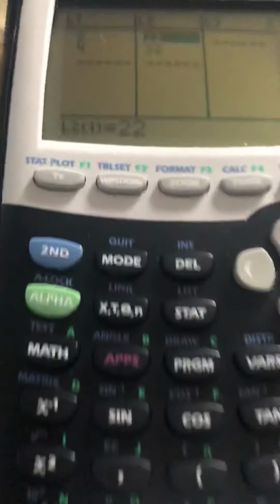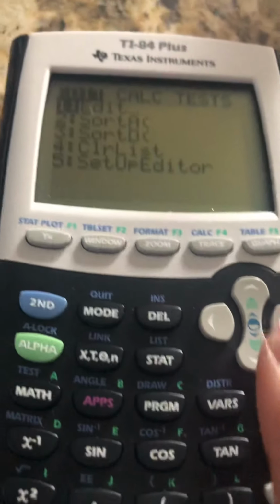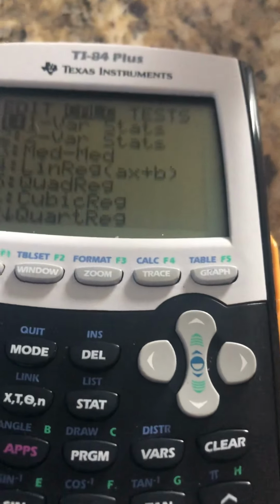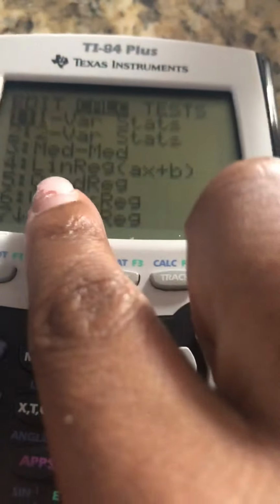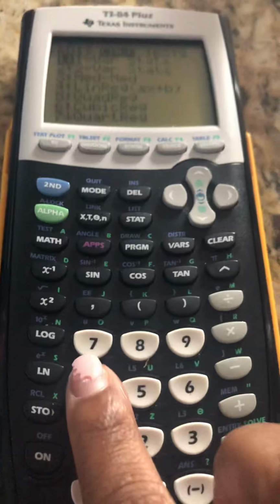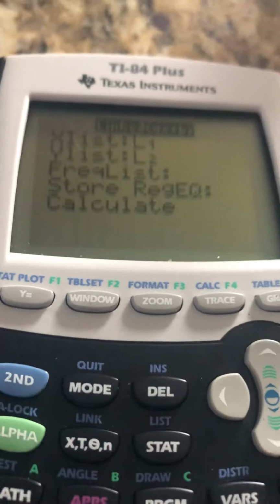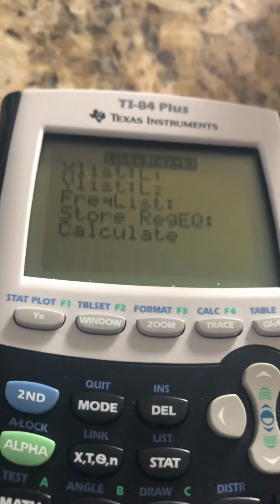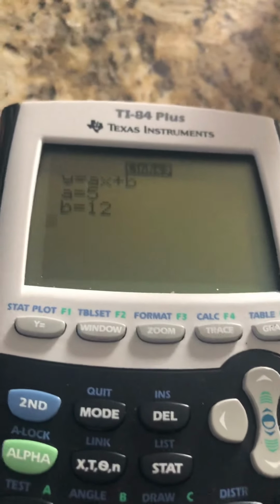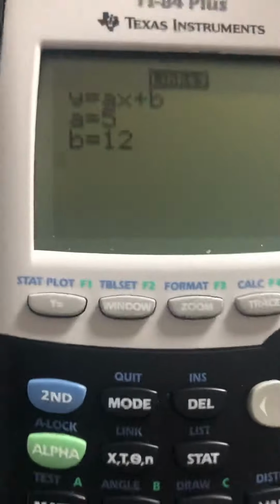All right. So the next step is I'm going to hit stat again. This time I'm going to hit the right arrow key and go to calculate. C-A-L-C means calculate. We want to find linear regression, okay? So we want to hit the number 4. You guys should see a screen that looks like this. You're going to hit enter 1, 2, 3, 4, 5 times, okay? So you're going to hit enter until you see a screen that looks like this, okay?